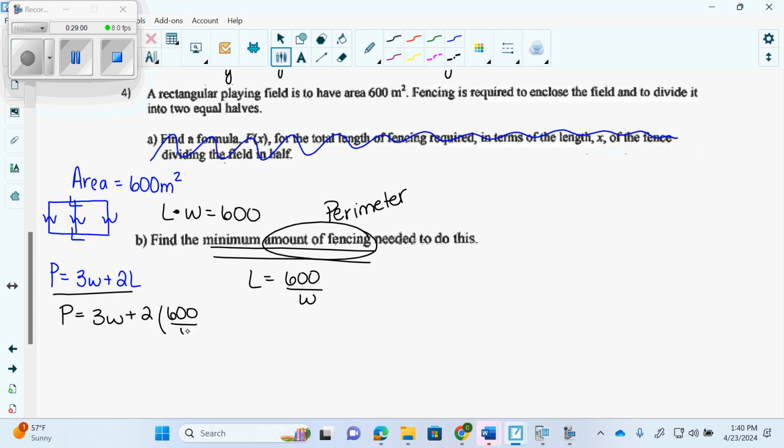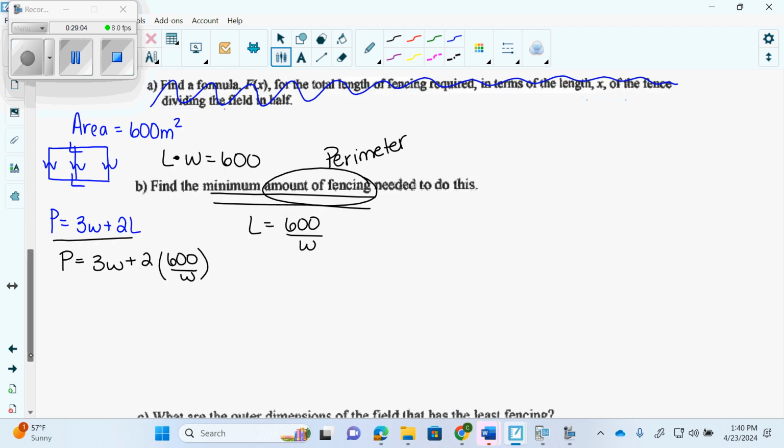I know there's lots of you who try and distribute that 2 through both of them. If you are that person, and you know you are, always put a 1 underneath so that you don't distribute the 2 through. Okay? So then we get perimeter equals 3W plus 1,200 over W, which I told you to rewrite differently, correct? So P equals 3W plus 1,200 W to the negative 1.